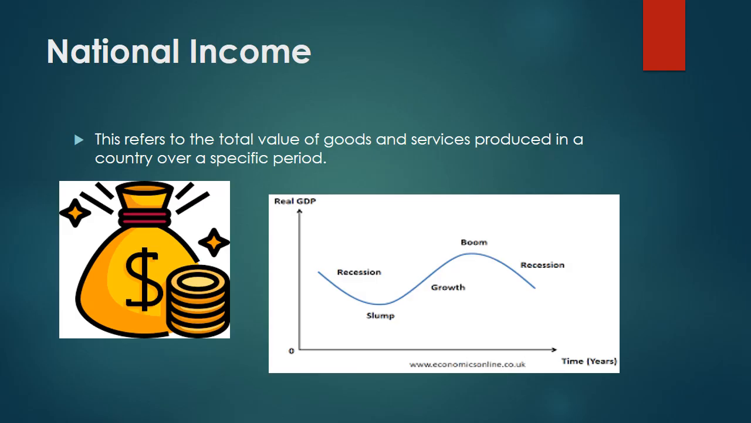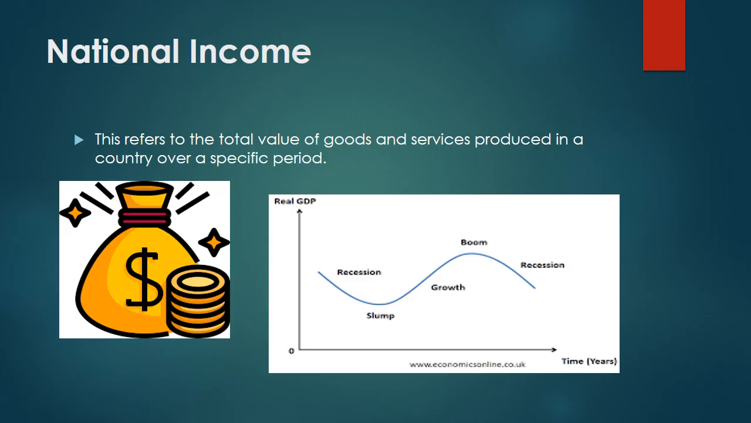For instance, let's look at recession. Lana, what do you think is recession in an economy? So, recession is a period when a country's economic activity slows down. And in this time, the features that occur: there is a decrease in national income, which is GDP.